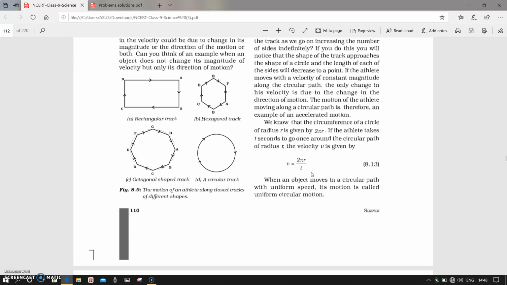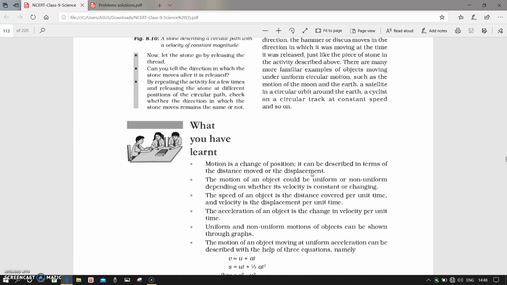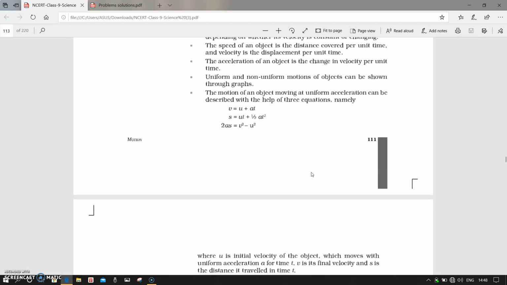So we have done all this. This was about the chapter only. Nothing much, we have to solve a lot of problems on this. So we will do this now.